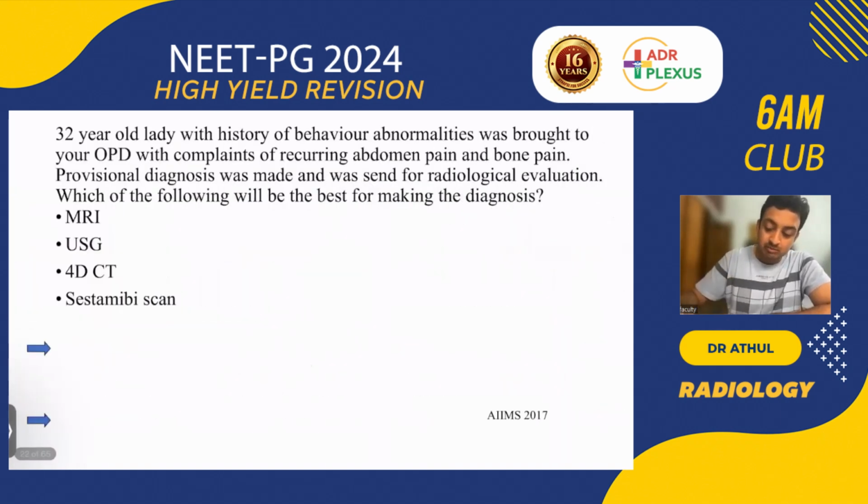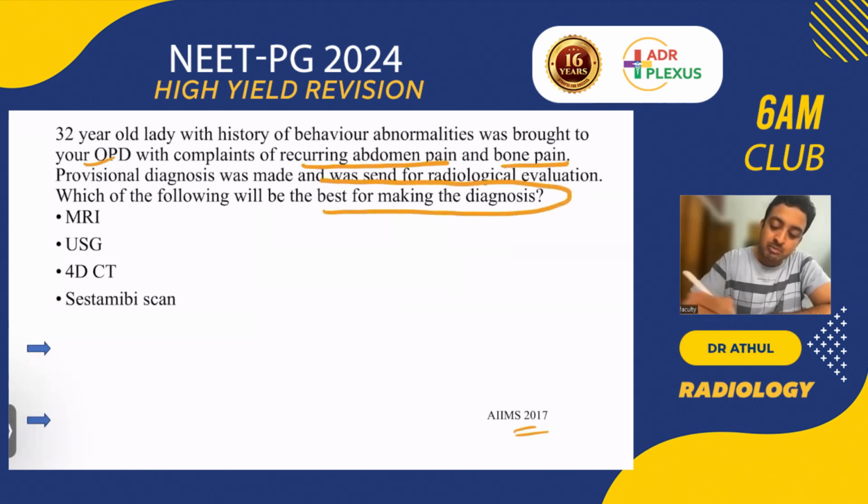Now, this is another AIIMS 2017 question. A 72-year-old lady with a history of behavior abnormalities presented to the OPD with recurrent abdominal pain, behavior abnormalities, and bone pain. So there is bone pain, groin pain, and moans. And a provisional diagnosis was made. So it is hyperparathyroidism. So what is the best for making out parathyroid adenoma? Hyperparathyroidism is usually caused by parathyroid adenoma.